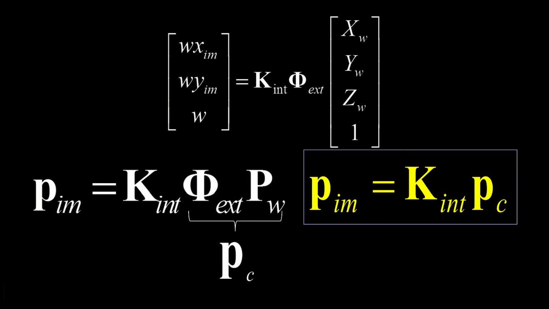And so we can write down this very simple relationship: K, the intrinsics here, maps us from the point in the camera coordinate system to the homogeneous point in the image. Okay, so P in the image is equal to K, the intrinsics, times P in the world. It's the point in the world, but expressed in the camera frame.